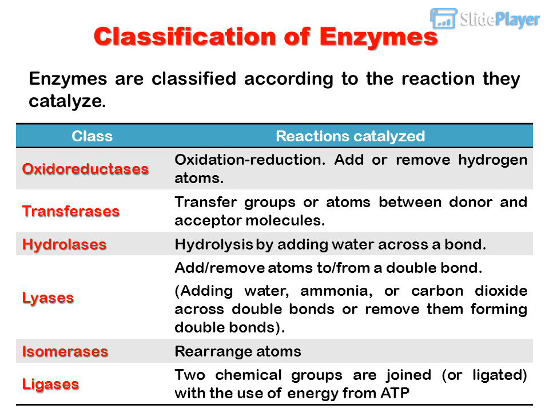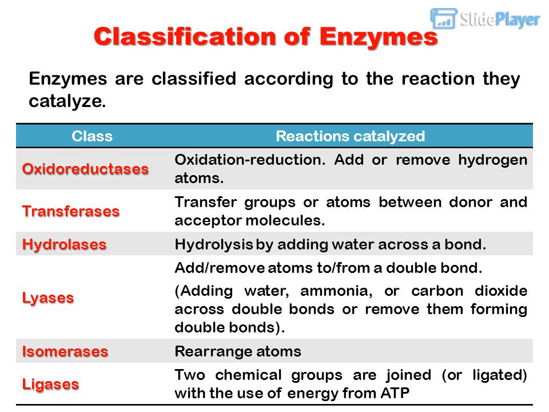Classification of enzymes. Enzymes are classified according to the reaction they catalyze. Oxidation-reduction reactions, which add or remove hydrogen atoms, are catalyzed by oxidoreductases. Transferases transfer groups or atoms between donor and acceptor molecules. Hydrolases catalyze hydrolysis by adding water across a bond.